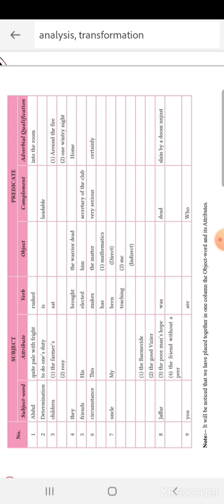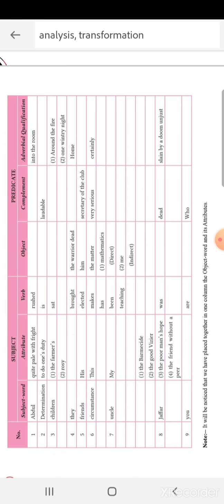What is attribute? I told you a subject can either be a single word, or it can have other modifying words along with it. And they call these words attributes. If we say the little girl caught a butterfly, the little girl is the complete subject. Girl is the subject word, and the little is actually the attribute. Whatever words are qualifying the subject word are called attributes.